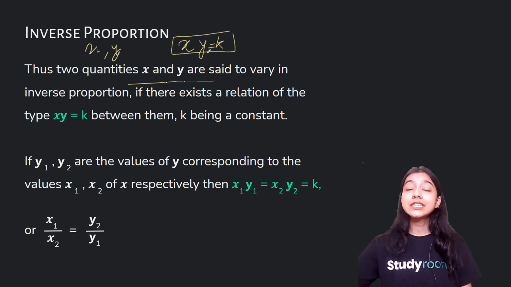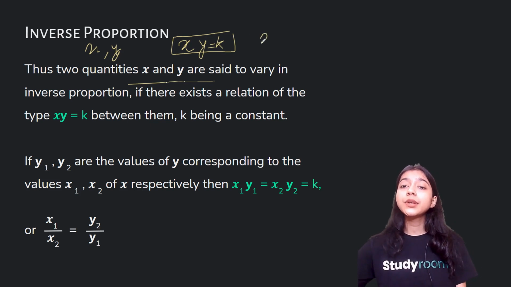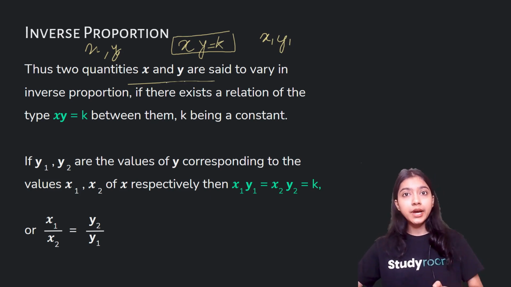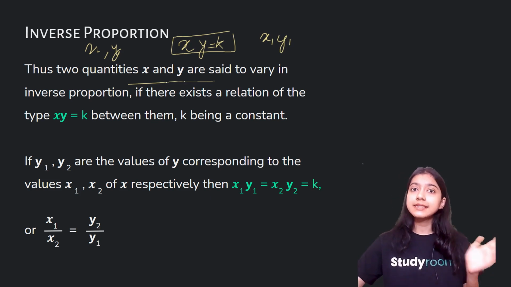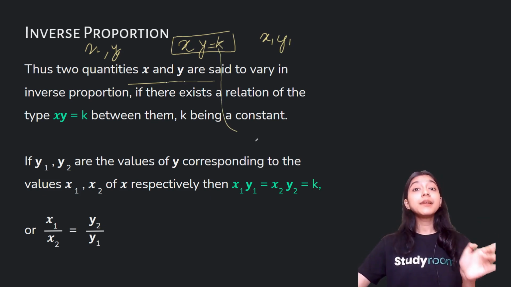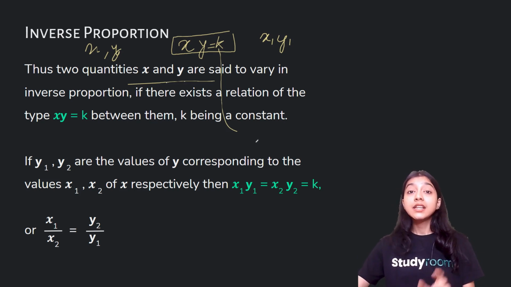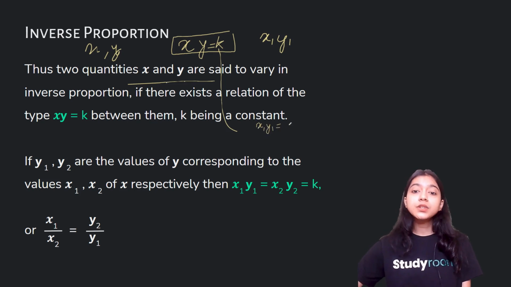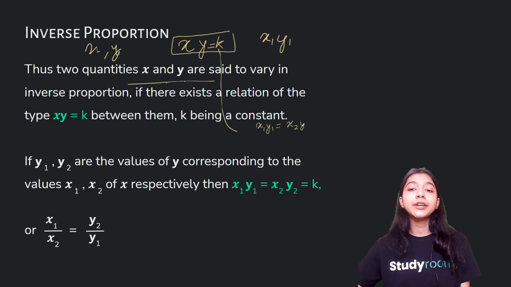Over here, if I have xy is equal to k, let us consider the first case. In the first case, the value of x will be x1 and the value of y will be y1. In the second case, the value of x will be x2 and y will be y2, in the third case, x3, y3. So first of all, draw a conclusion from over here. If x multiplied with y is equal to k, that means this product is a constant. So the first observation will be x1 multiplied with y1, and the second observation will be x2 multiplied with y2.